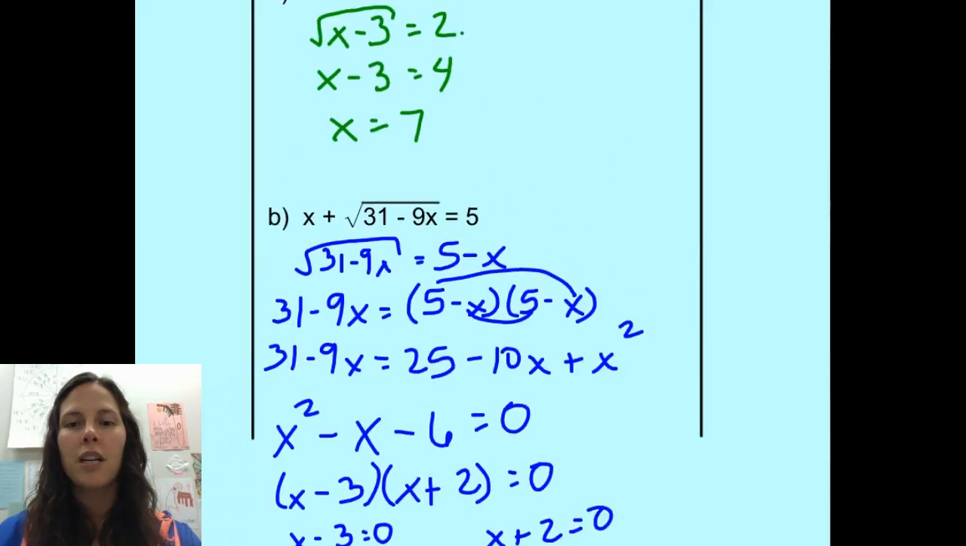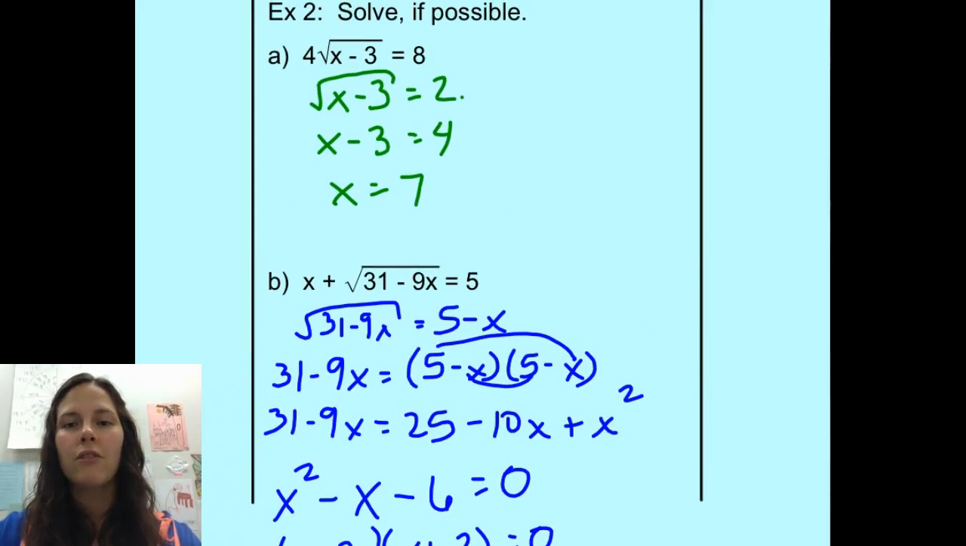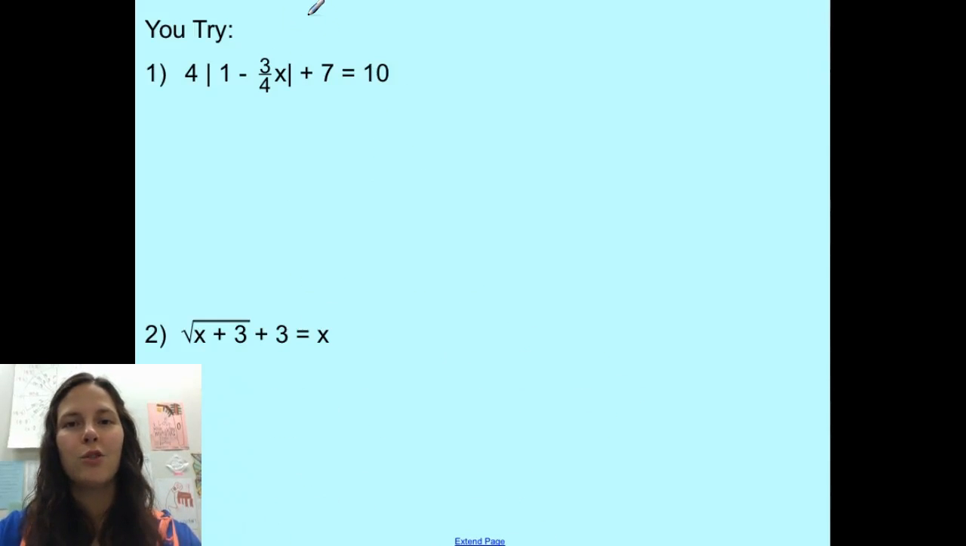Let's scroll back up and double check A. If we put 7 under the radical, 7 minus 3 is positive, so that works as well. And your 2 U-try questions.